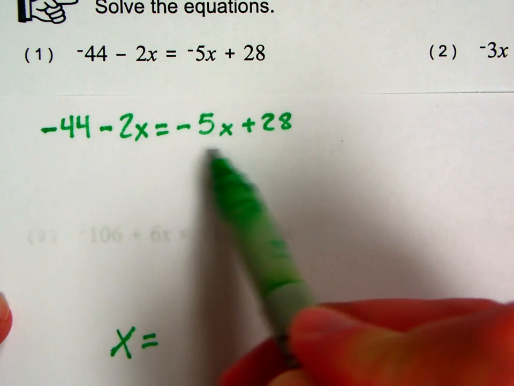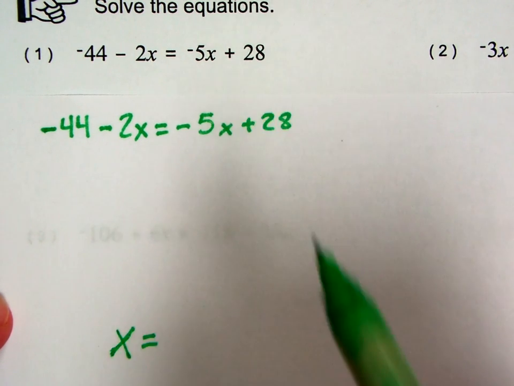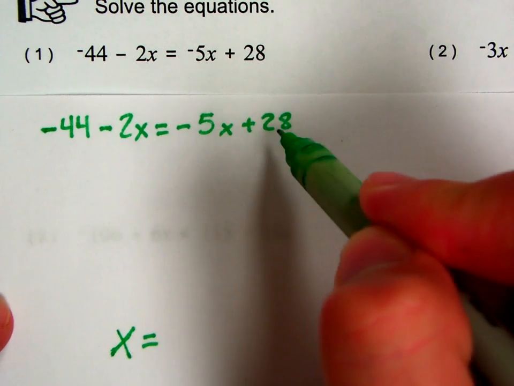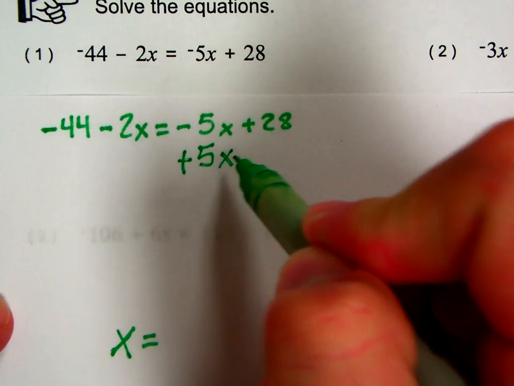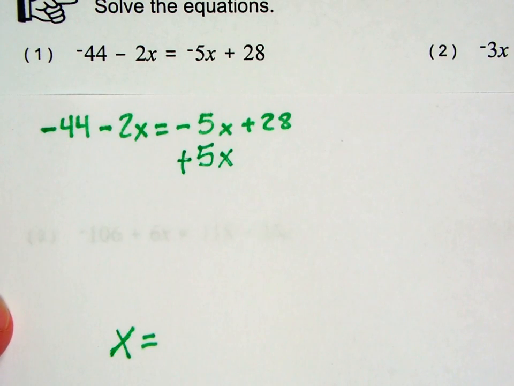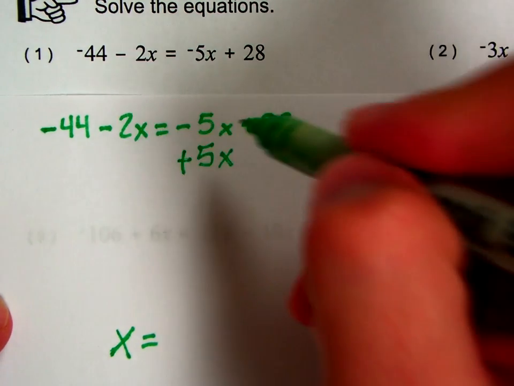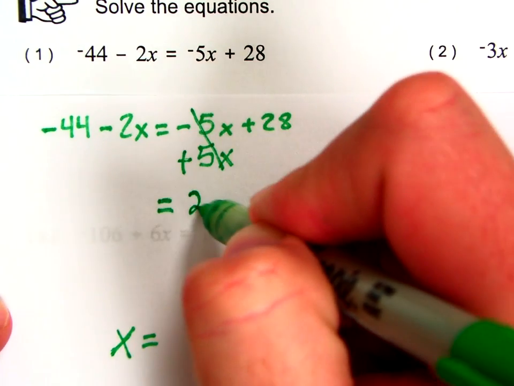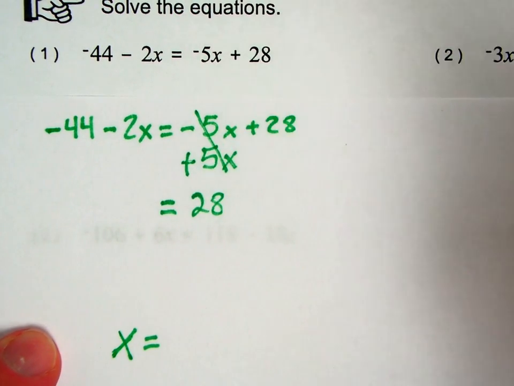So I want to remove a negative 5x from the right-hand side of the equation. How I can do that is I can think about, okay, negative 5x has been brought into this side of the equation. What if I added 5x to this side of the equation? If I have negative 5x and I add 5x, well, that would just be 0. That would leave me with nothing but a positive 28 on the right-hand side of this equation. And so now my variable is gone from the right.